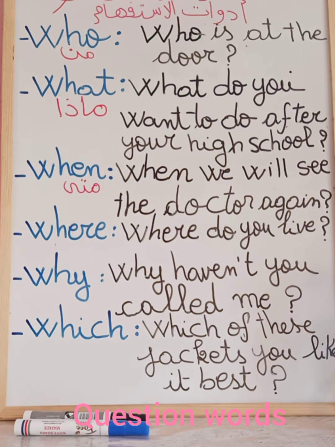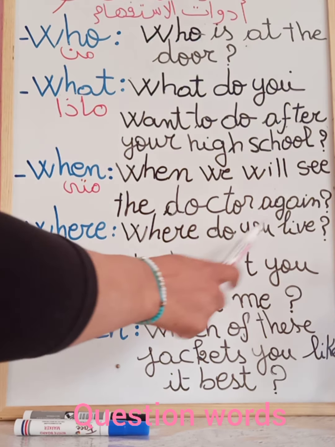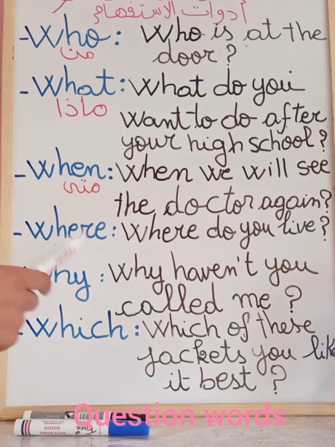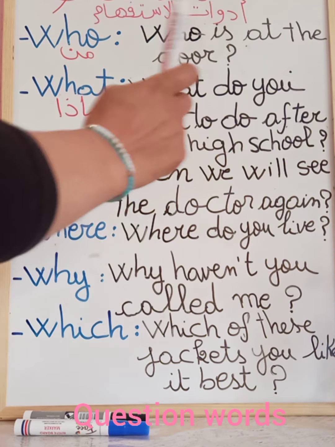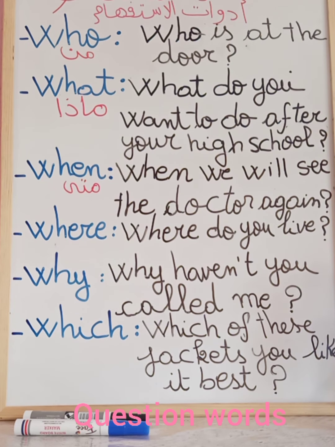Our next question word in our lesson today is where. Where do you live? So where, we use it to ask about the location, or we say the place. Where do you live? So where in Arabic we say أين.